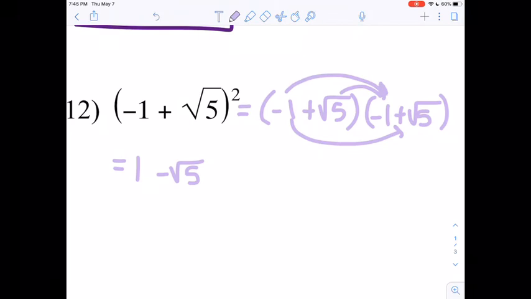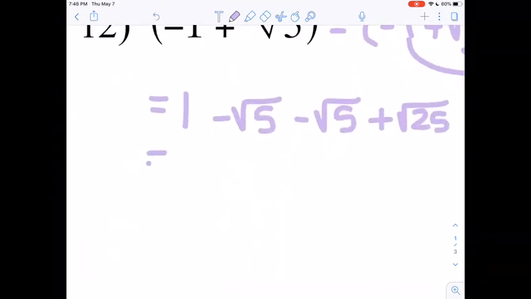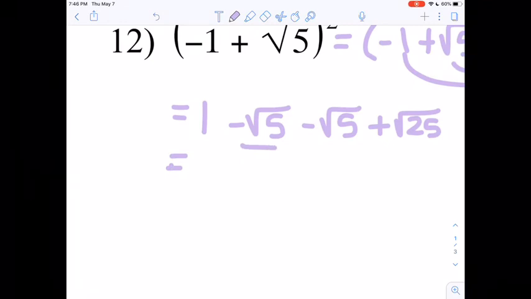And then root 5 times negative 1, that's negative root 5. And then root 5 times root 5, so you can use the shortcut here. Root 5 times root 5, the square root cancels out, or I'm just going to do the long way. That becomes the square root of 25. And let's combine what we can. So these are like radicals, so negative 1 plus negative 1, that's negative 2 root 5.